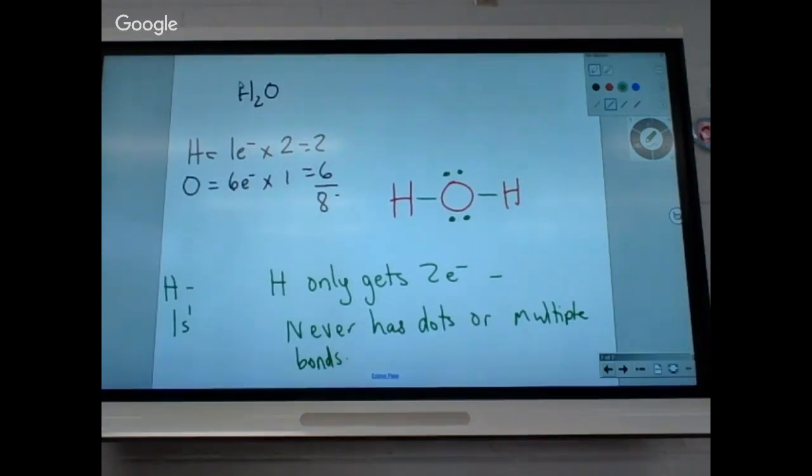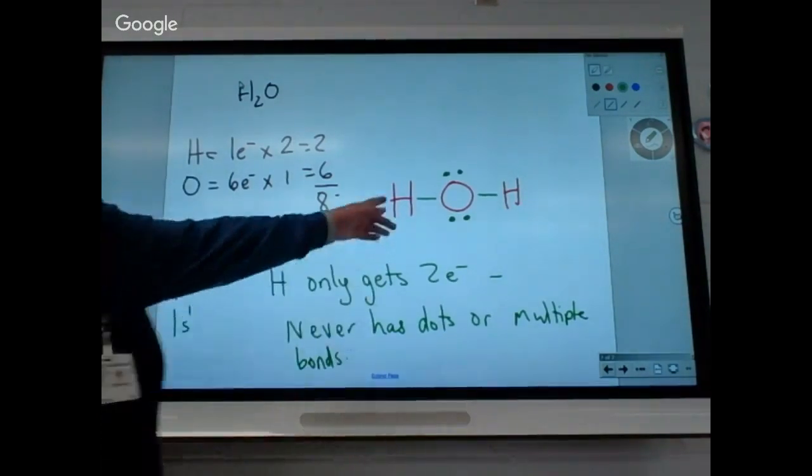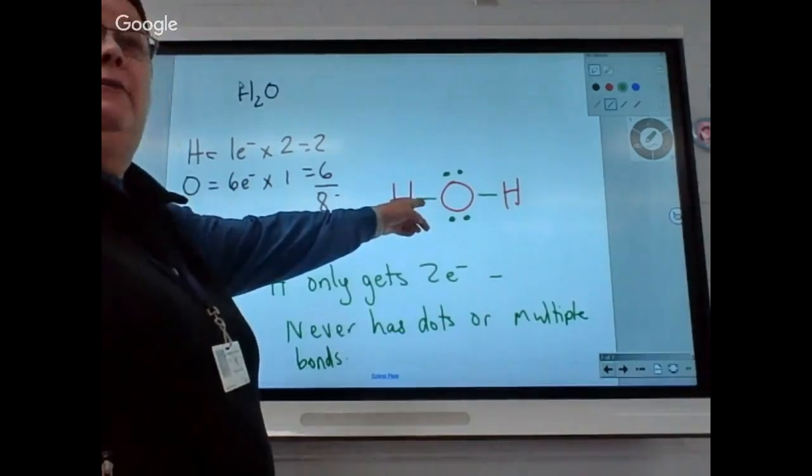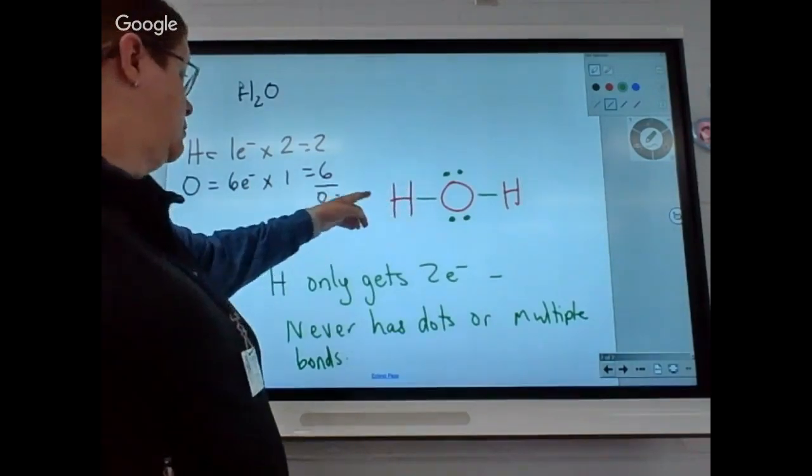Can we just memorize that one? So I know which one to do it? I'm telling you, H only has 2 dots. I mean, it's those right there. That's all it ever gets, that line. It's never going to have extra dots.